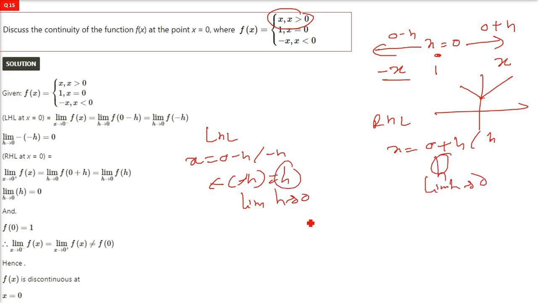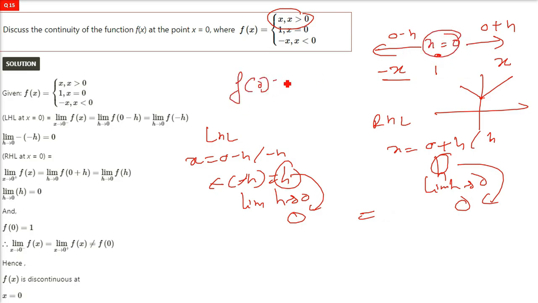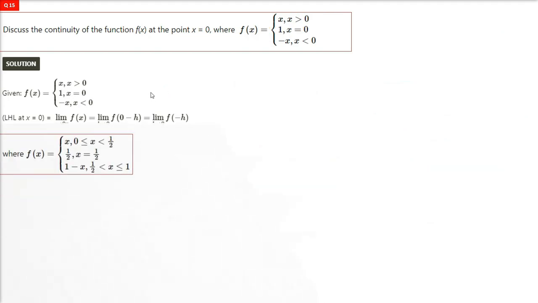Okay, 0, 0. LHL, RHL is okay, they are equal. But don't think that this is continuous. Why? Because you will just see that the value of the function at x equals 0 is 1. F(0) is 1. Okay. So this is not matching. If it is not matching, what does it mean? It is discontinuous at x equals 0. From the graph also you see there is a sharp turn, and that sharp turn is discontinuity.